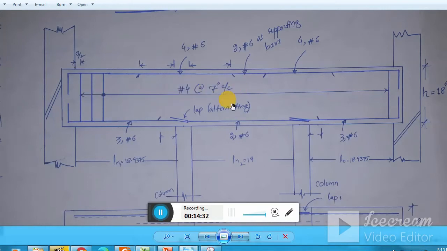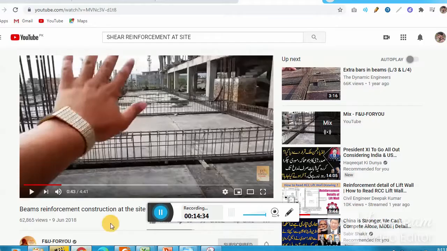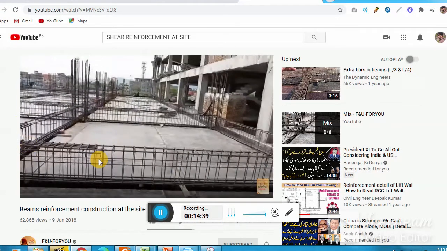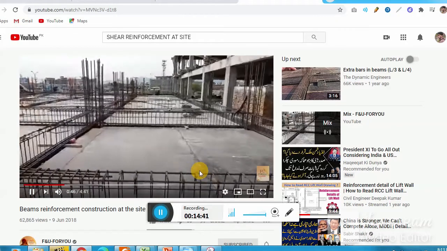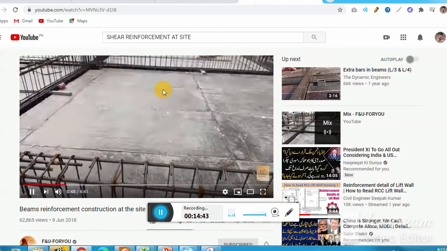So you see in this video, basically the stirrups are close at the support and wider at the middle portion. That is why here I am using the uniform spacing.